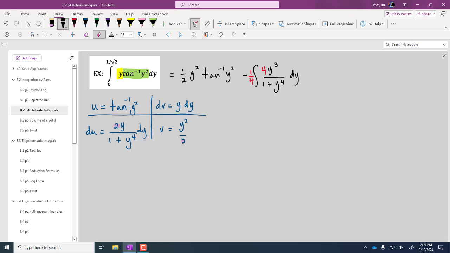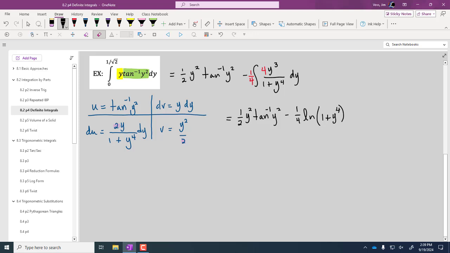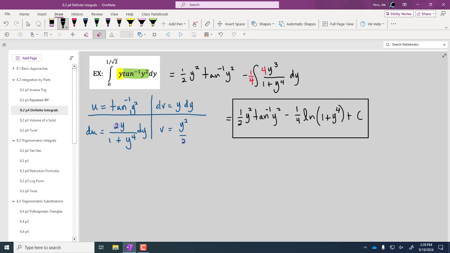We're golden. So this is going to equal 1/2 y squared arctangent of y squared minus 1/4 natural log of the denominator. We don't need absolute values because that denominator is always positive. So this is because we are in log form.